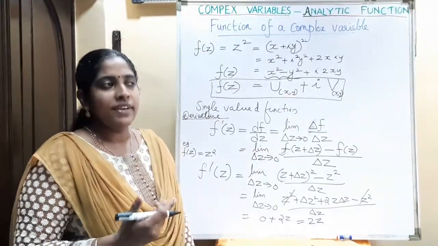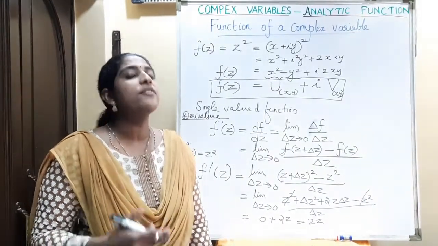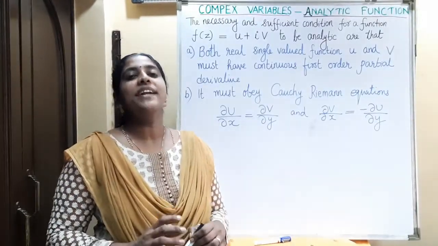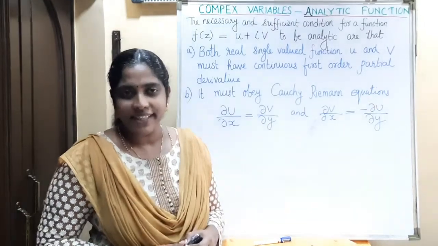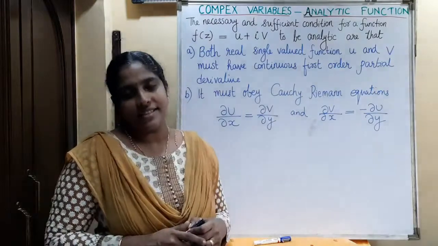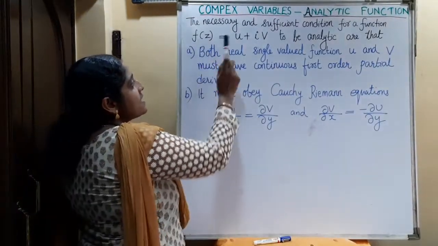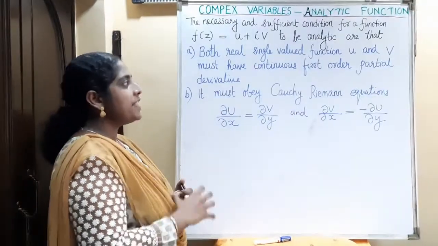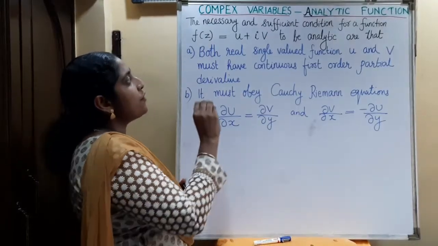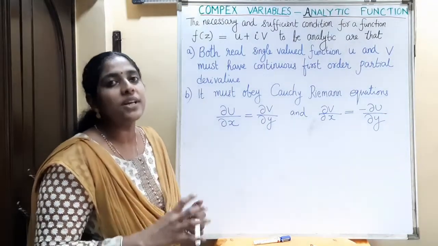in that domain. We can see more about these analytic functions and what conditions are required for a function to be analytic. A function that is single valued and differentiable at all points in a domain is said to be analytic in that domain. So we can see the necessary and sufficient conditions for a function to be analytic. Consider the function f of z equal to u plus iv. If it is to be analytic, the first main condition is that both real single valued functions u and v must have continuous first order partial derivatives.